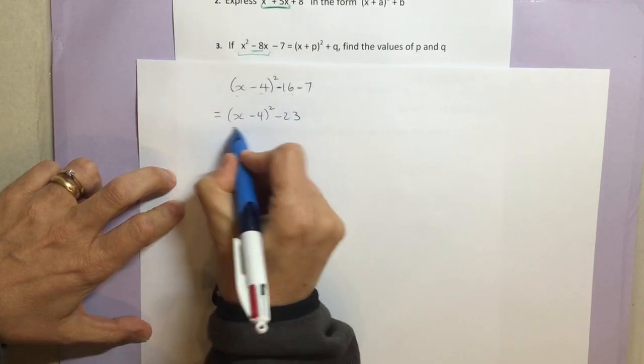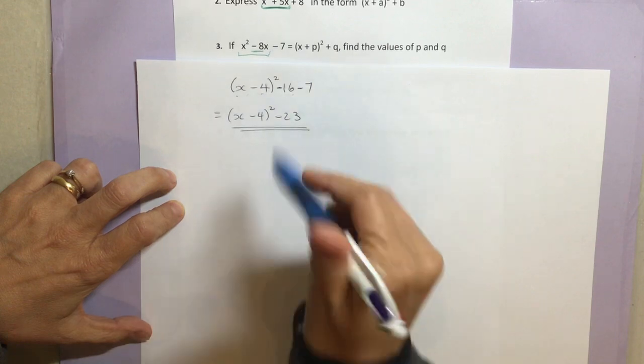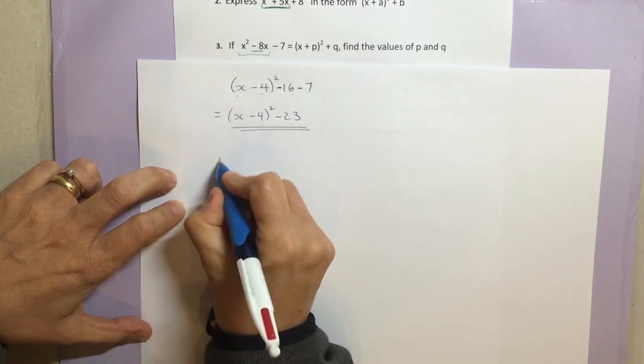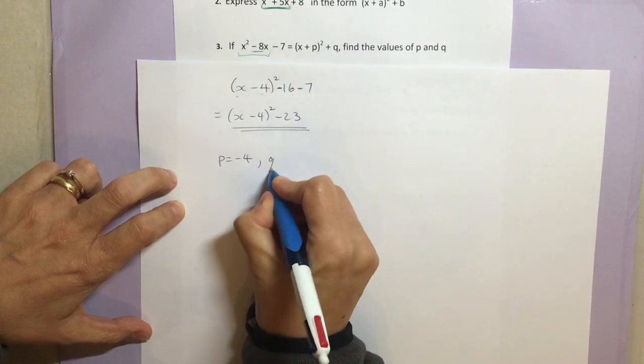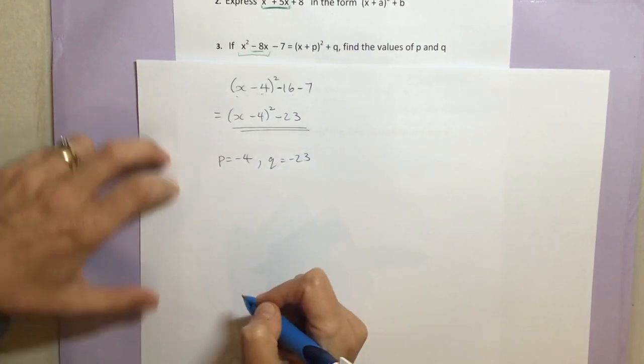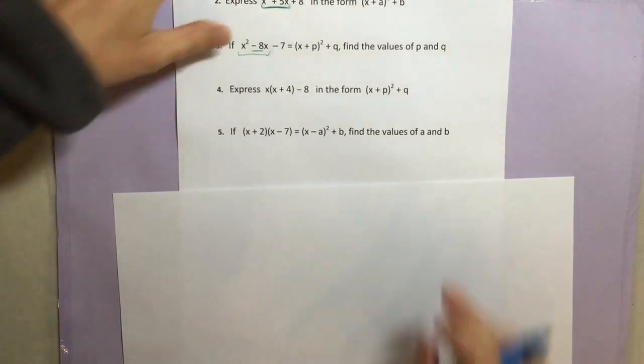So in this particular question, that's the completing the square done. P is equal to negative 4, because it's positive there... sorry, because it's minus 4 in the bracket. Q again is positive here, so Q is equal to minus 23, and we're done. Okay, I'm going to move this up again.